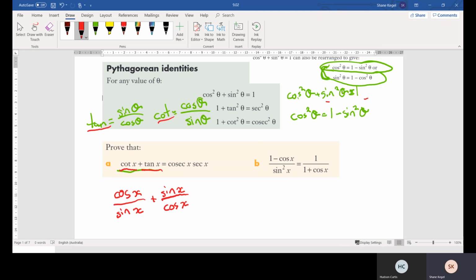Now what I want to do is add those fractions. To add the fractions, I need to cross multiply first. So I'm going to do cos x times cos x on top on the left, which gives me cos squared x over sine x cos x. Plus, sine x times sine x gives me sine squared x over sine x cos x.